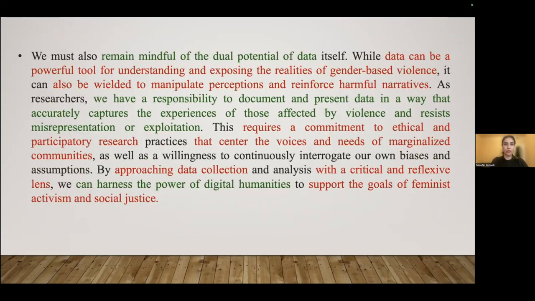We should remain mindful of the dual potential of data. Data can be a powerful tool for understanding and exposing the realities of gender-based violence, but it can also be used to manipulate perceptions and reinforce harmful narratives. So as researchers, we have a responsibility to document and present data in a way that accurately captures the experiences of those affected by violence and resists misinterpretation, misrepresentation, or exploitation. It requires a commitment to ethical and participatory research practices that center the voices and needs of marginalized communities.